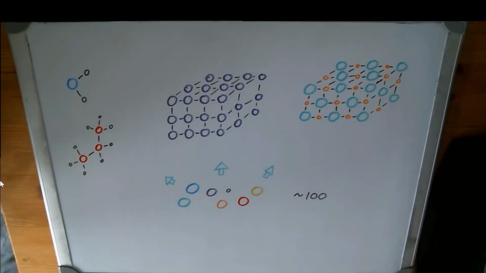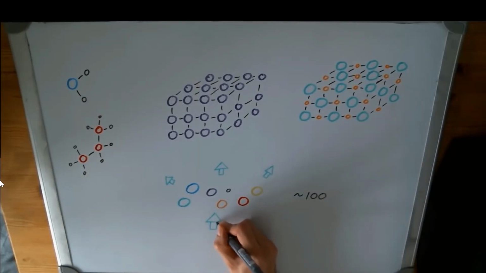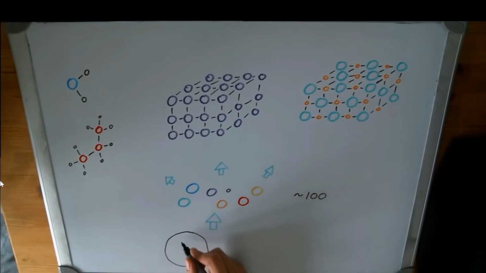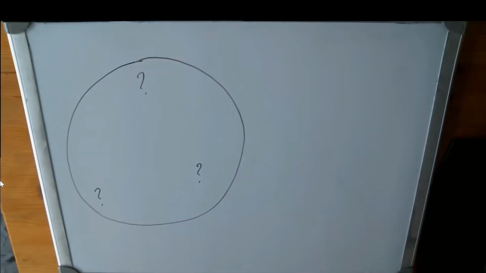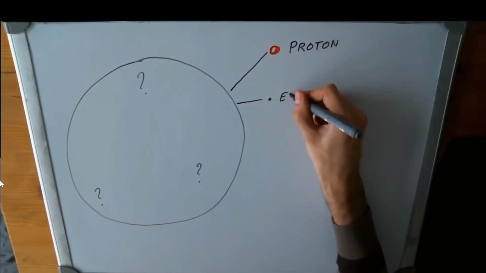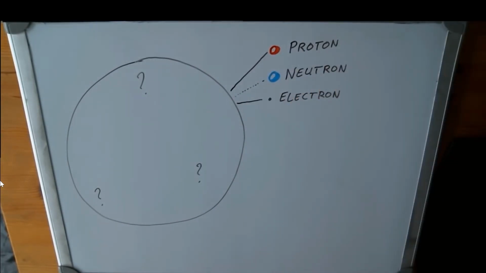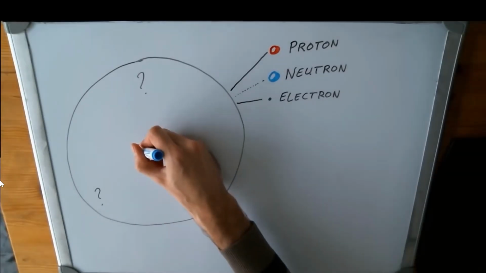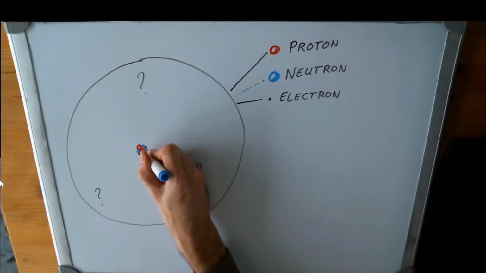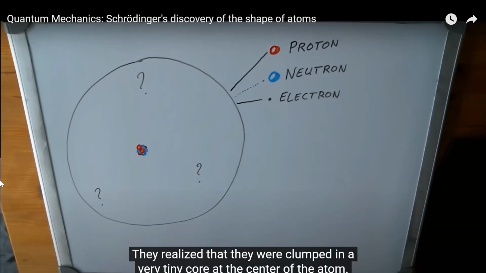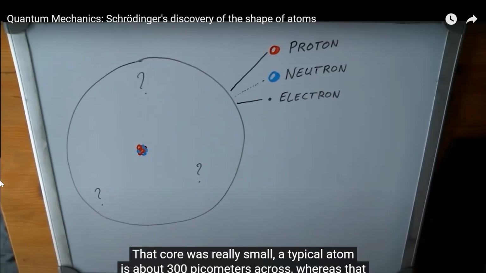But what they didn't know was what exactly was going on inside of the atom, what it was made of, what shape it has. So they were doing experiments on that. And pretty soon they found out that atoms themselves are composed of smaller particles. They found the proton and the electron, and they were theorizing the neutron. With the protons and neutrons, they almost immediately knew what the deal was. They realized that they were clumped in a very tiny core at the center of the atom. What do we call that tiny core at the center of the atom? The nucleus.